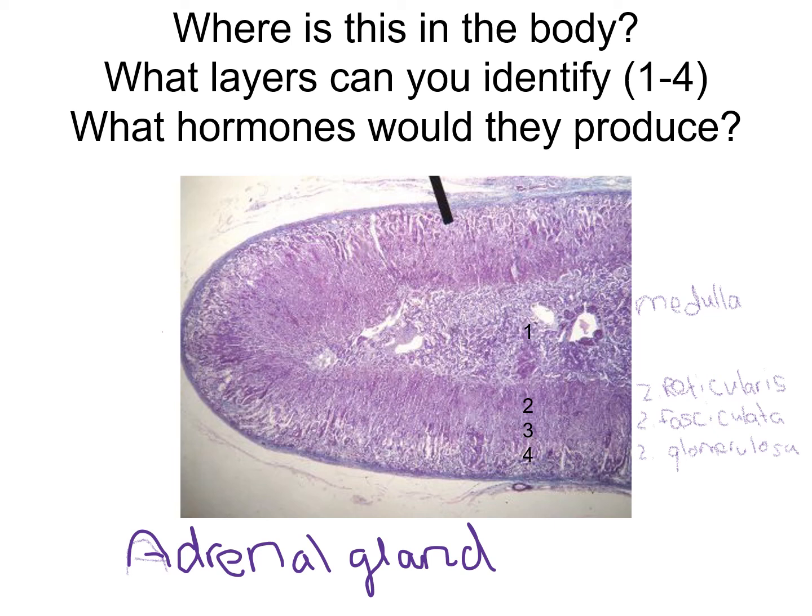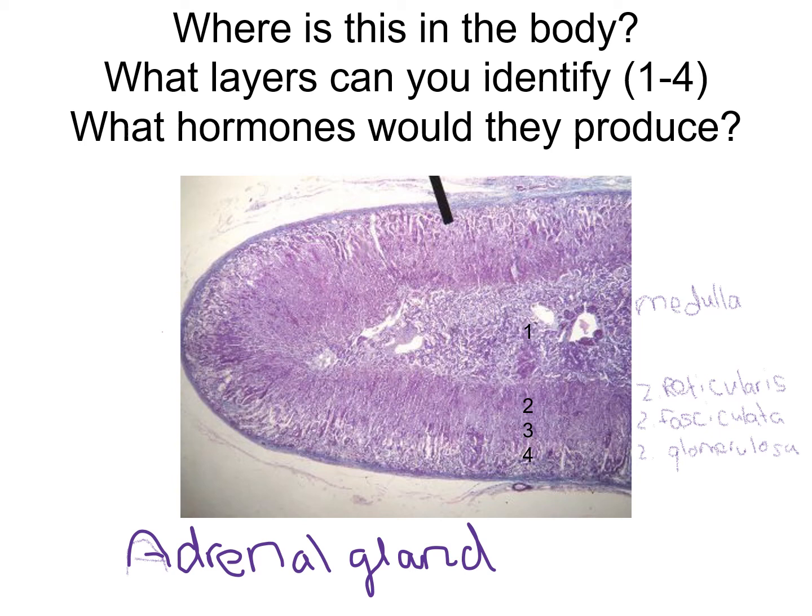No clue. No clue? Well, you know it's an endocrine gland, right? So what endocrine gland could you have possibly learned about that has 4 layers to it? Glomerulosa. Yes, keep going. Hold on. The kidney? Well, they're on top of the kidney. Oh, adrenals. Mm-hmm.